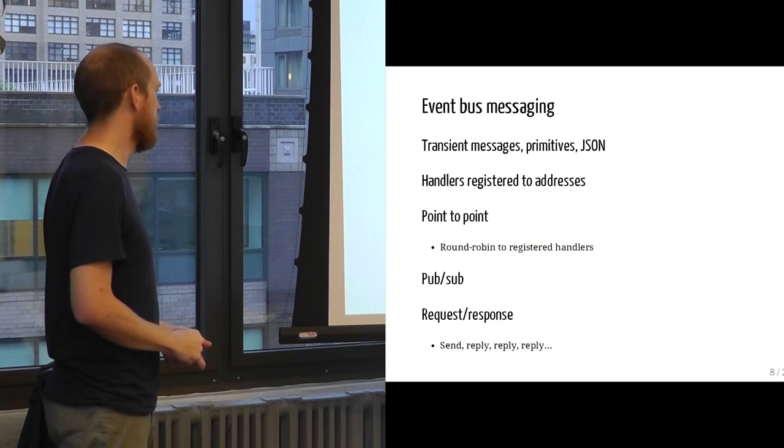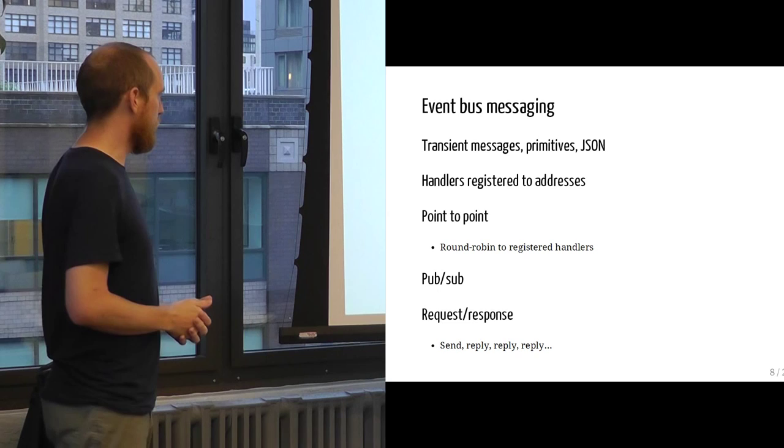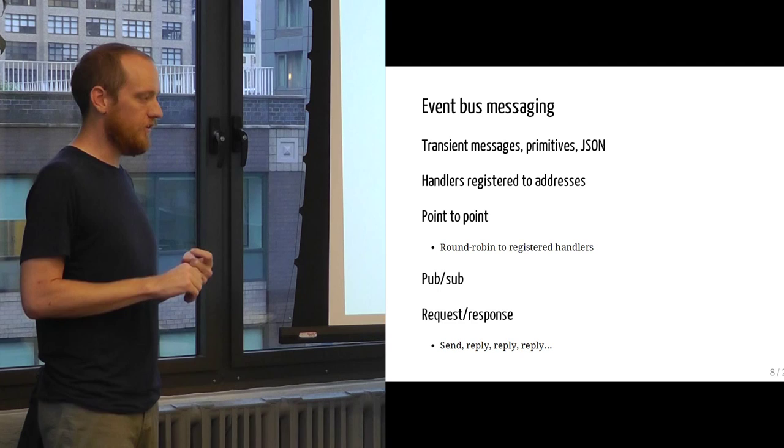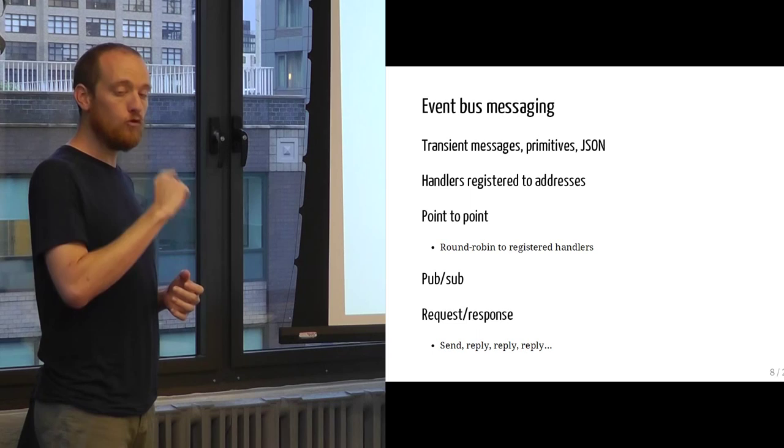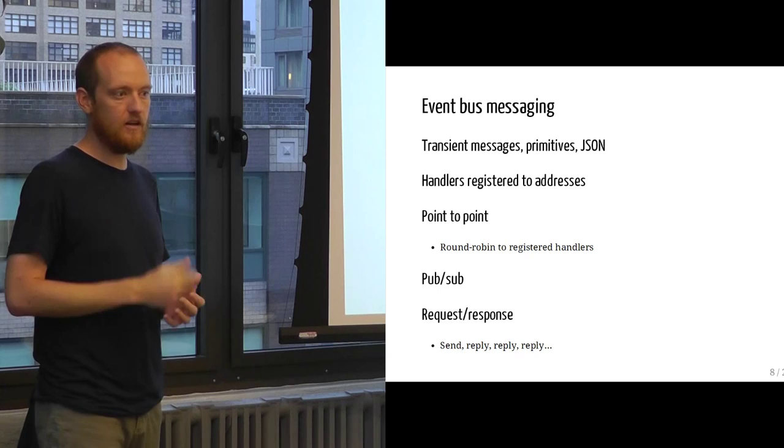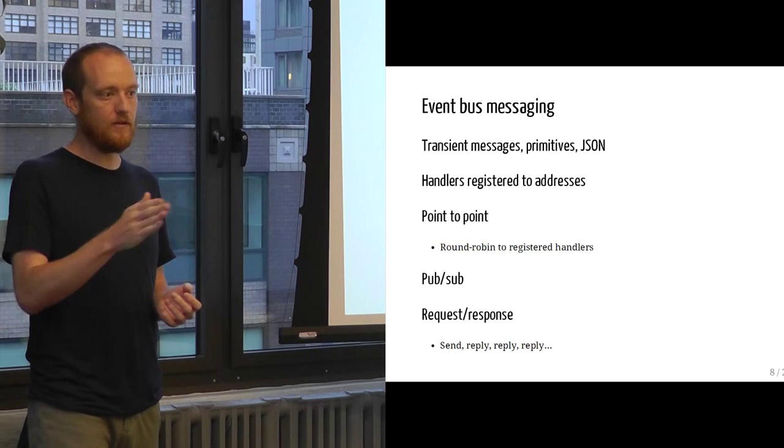There's a couple of different topologies available. So there's point-to-point. That's essentially sending a message on the event bus to an address. If there's one handler registered on the address, that handler will receive the message. If there are multiple handlers registered on that address, only one of them will receive the message. And according to the documentation, that occurs in kind of a round robin style.